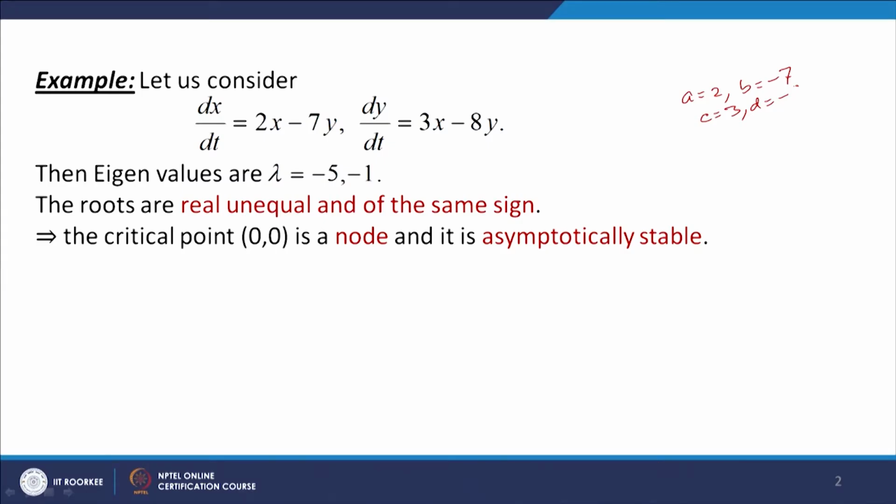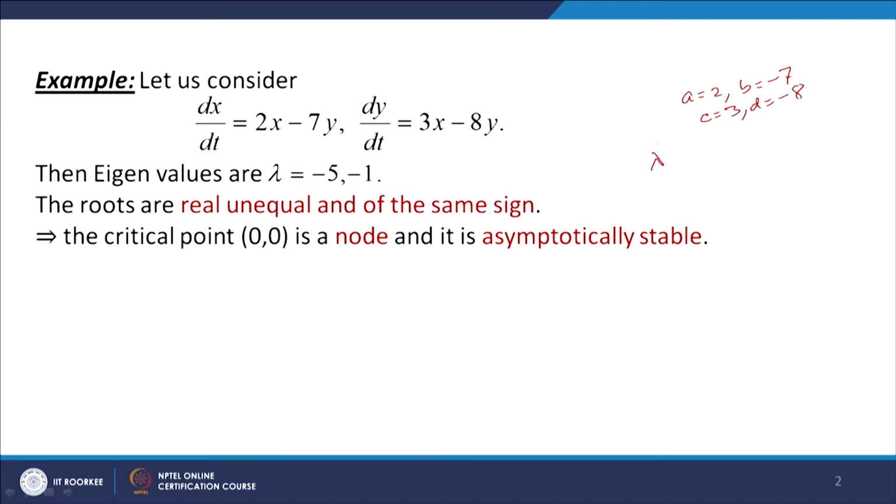We begin with an example on a linear system: dx/dt = 2x - 7y, dy/dt = 3x - 8y. Here a is equal to 2, b is equal to -7, c is equal to 3, and d is equal to -8.